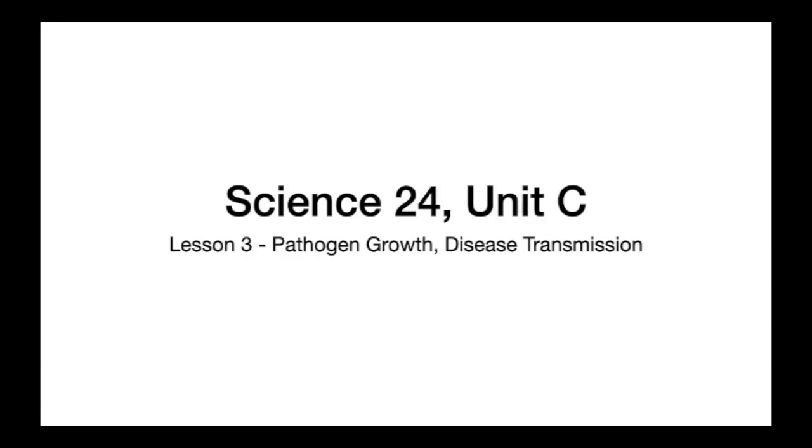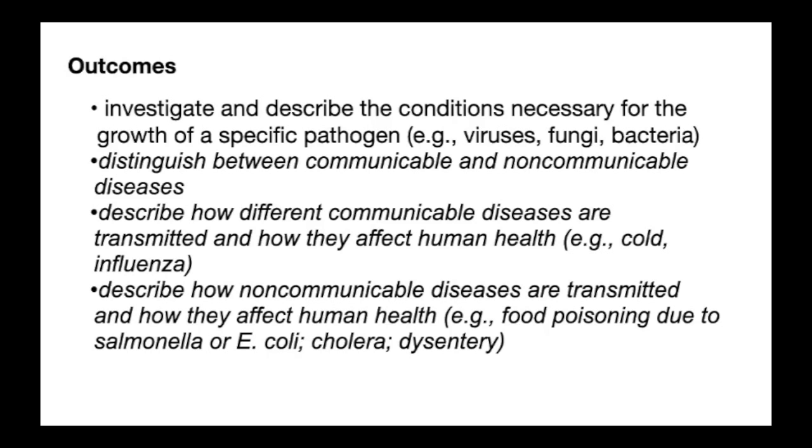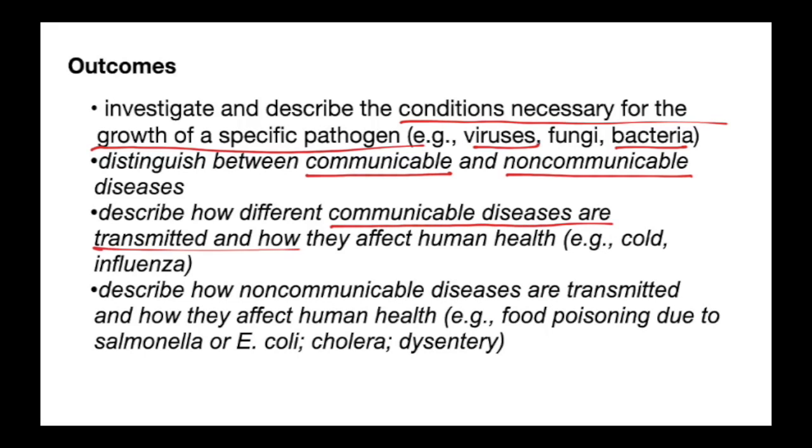Hello again, students. We're doing lesson 3 today in Unit C, Pathogen Growth and Disease Transmission. How do germs grow and how do they get transmitted? So the first thing we're going to do is investigate and describe the conditions necessary for the growth of viruses and bacteria. We've got to know the difference between a communicable and non-communicable disease. We're going to describe how different communicable diseases are transmitted, and then how non-communicable diseases are transmitted.